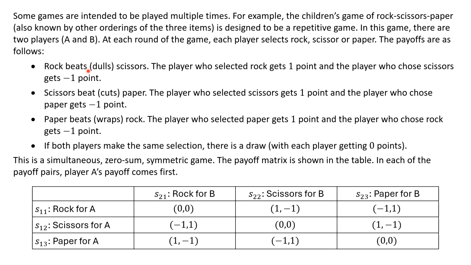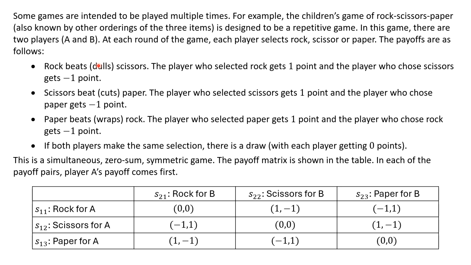So I'll go through the different options. Rock beats scissors. So if you put out your fist and your opponent puts out 2 fingers, then the rock would win because rock dulls scissors. So you would get 1 point and your opponent would lose one.